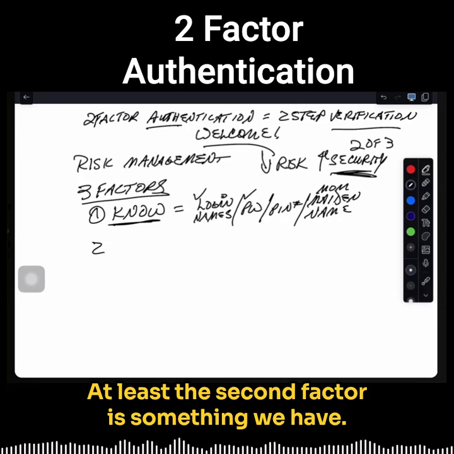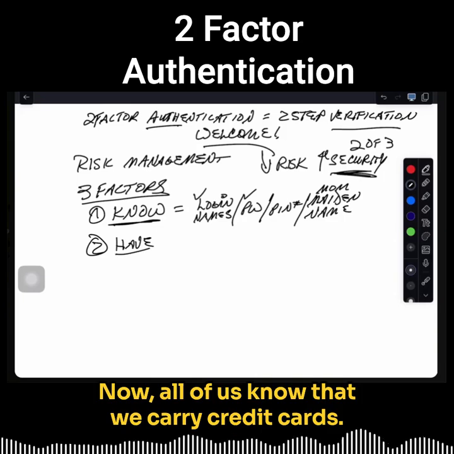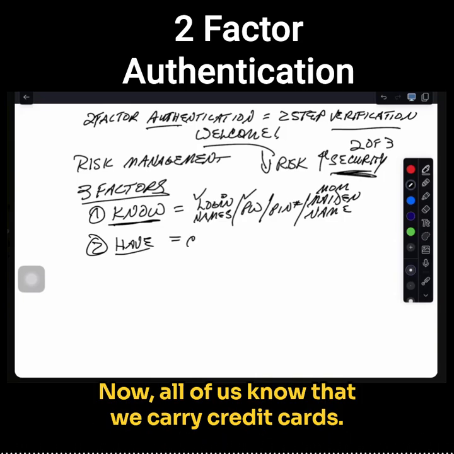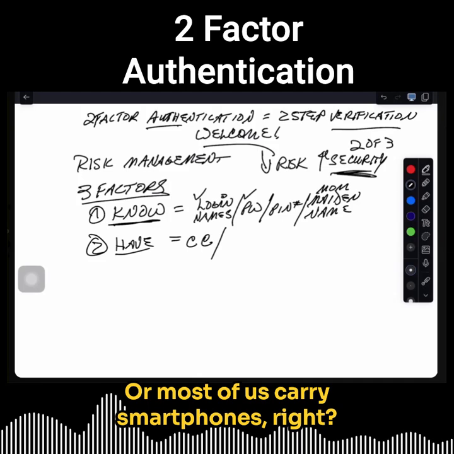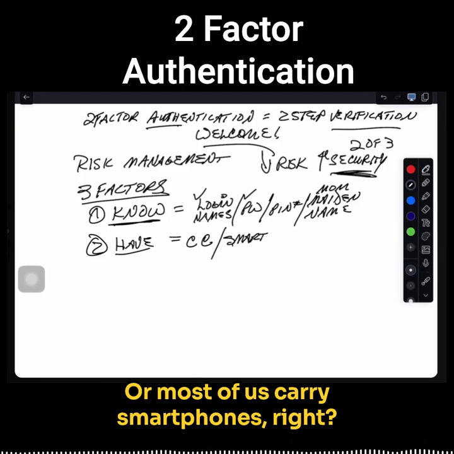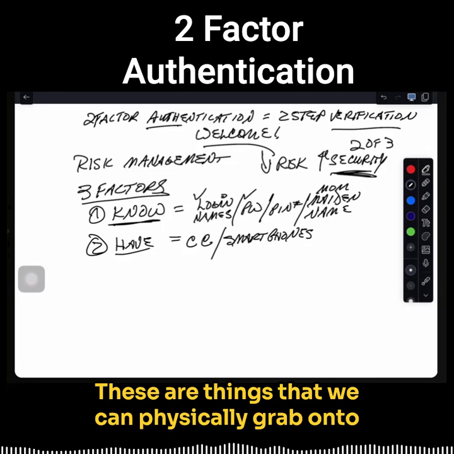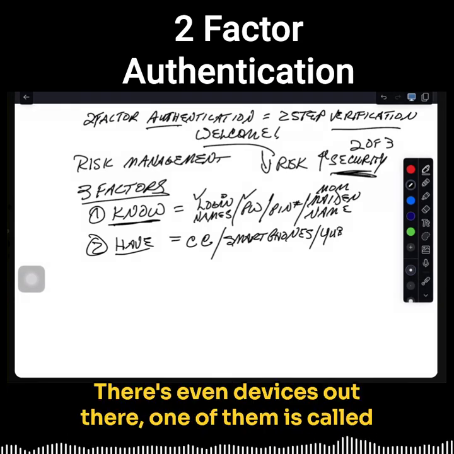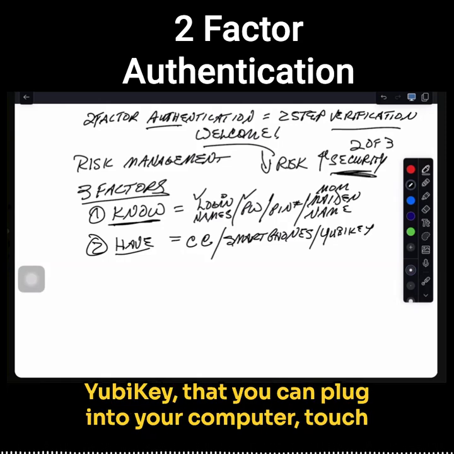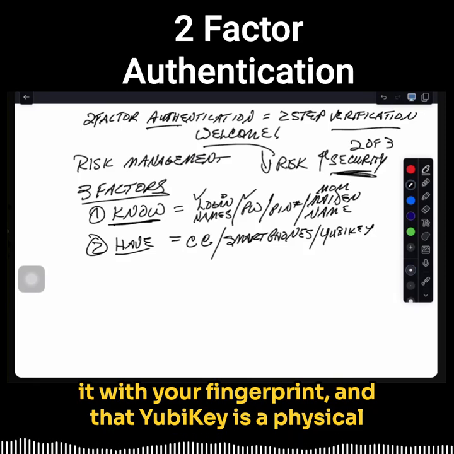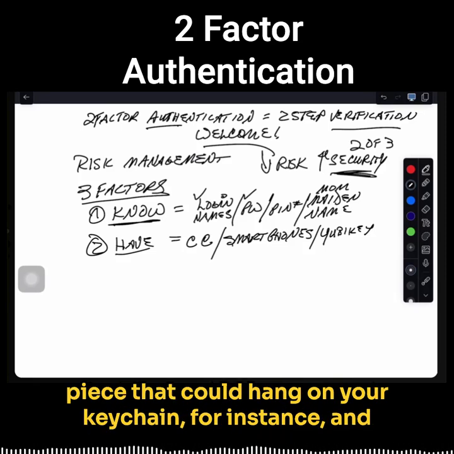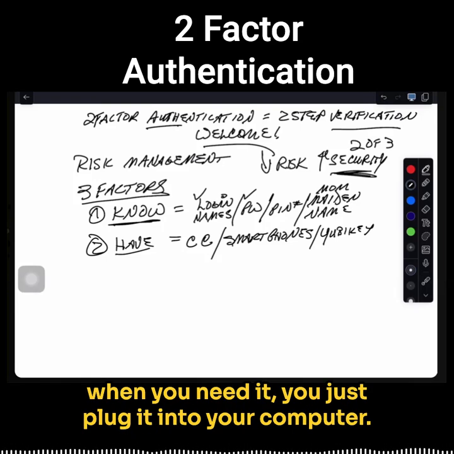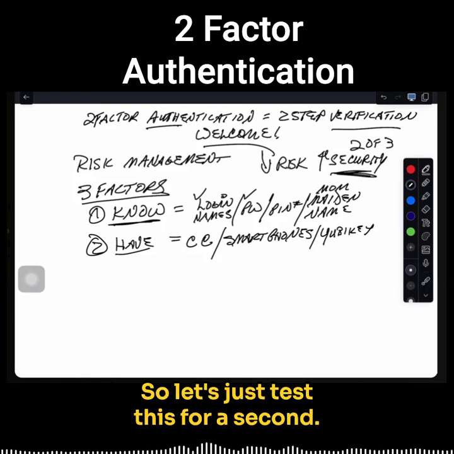The second factor is something we have. Now, all of us know that we carry credit cards, or most of us carry smartphones, right? These are things that we can physically grab onto and have in our possession. There are even devices out there. One of them is called YubiKey, that you can plug into your computer and touch with your fingerprint. That YubiKey is a physical piece that could hang on your keychain, for instance. And when you need it, you just plug it into your computer. So that's something I have.